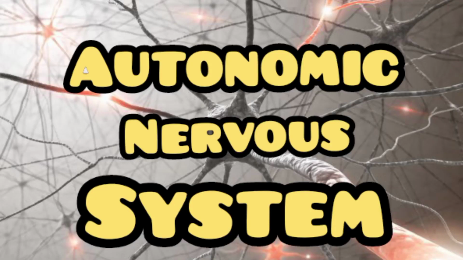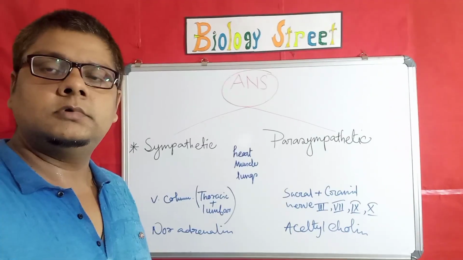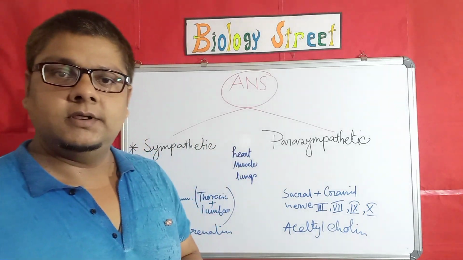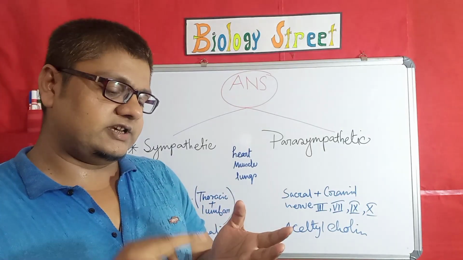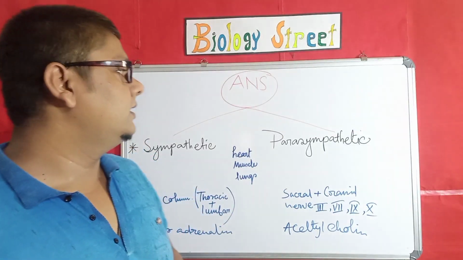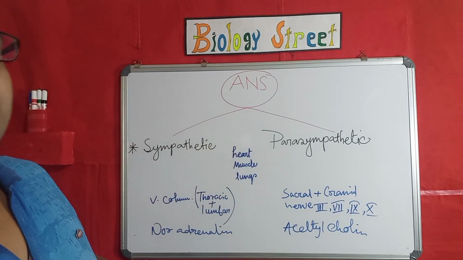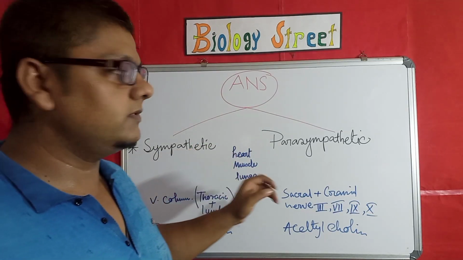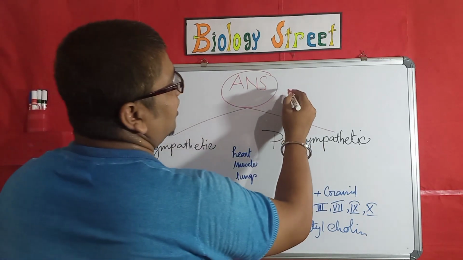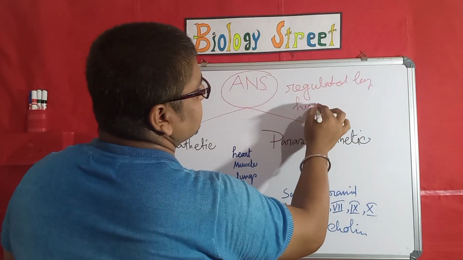Okay, our next part for today is the autonomic nervous system. Let's start. As you can see, this is the autonomic nervous system, the third part of the human nervous system, along with the central nervous system and the peripheral nervous system. Now see, basically these two parts are of the ANS, the autonomic nervous system: the sympathetic nervous system and the parasympathetic nervous system. Basically this autonomic nervous system is controlled or regulated by the hypothalamus.